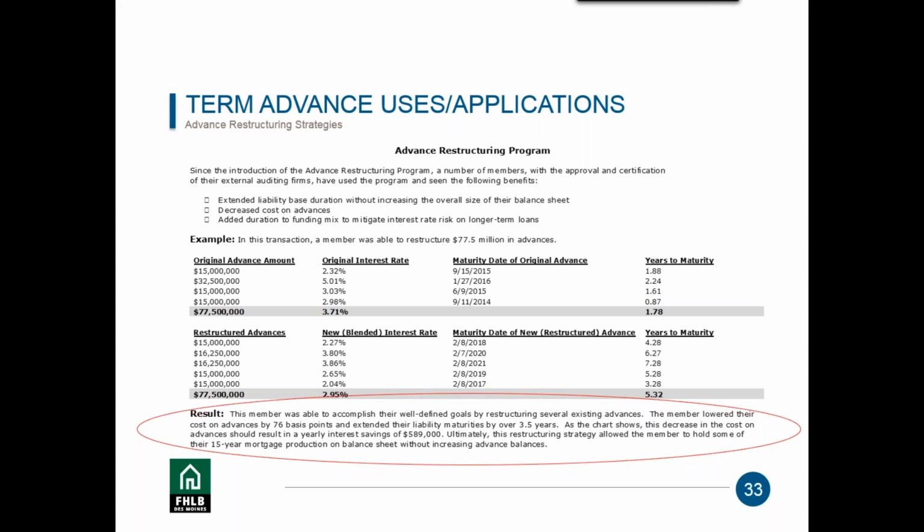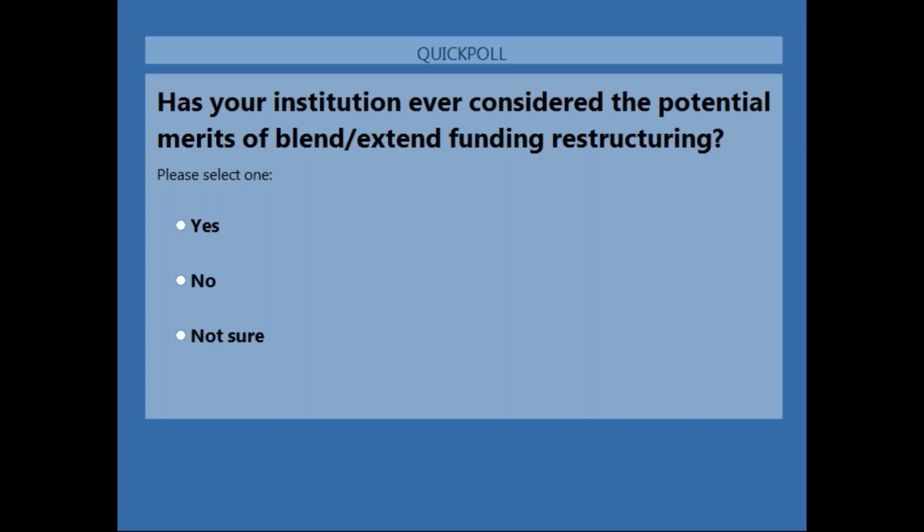So with that, I'd like to propose another poll. Brett, if you're ready, I'd like to propose a question to the audience. And it goes like this. Has your institution ever considered the potential merits of, let's call it, blend-extend funding restructuring? And the possible answers would be yes, or no, or not sure. Brett, you ready for this? We're ready.